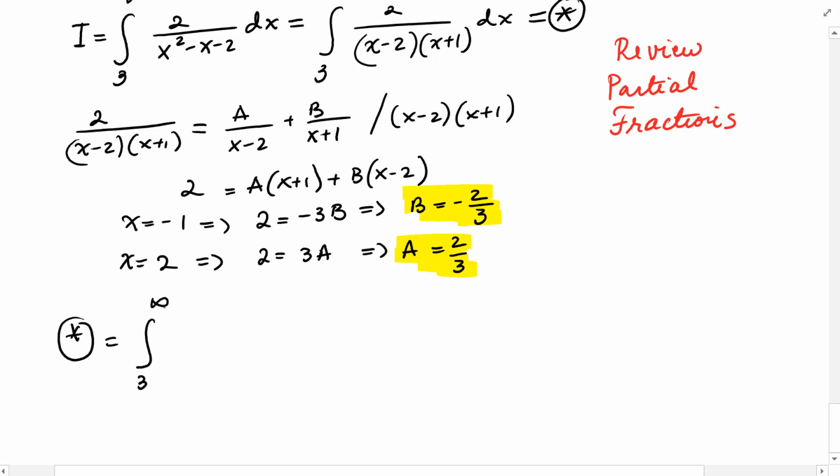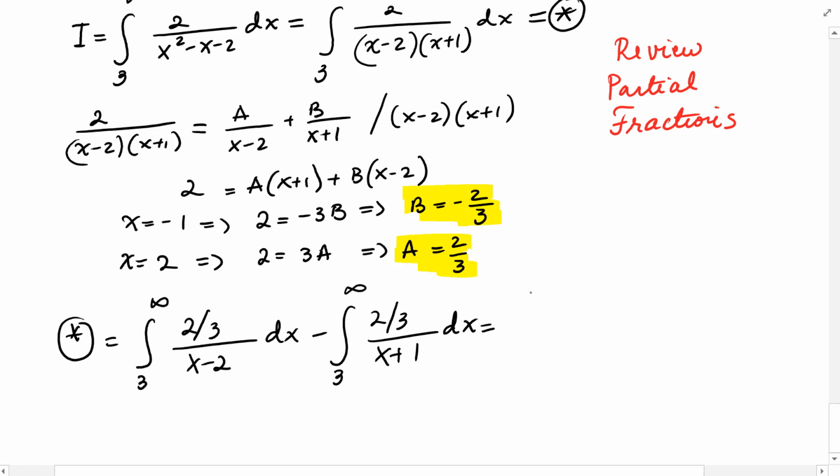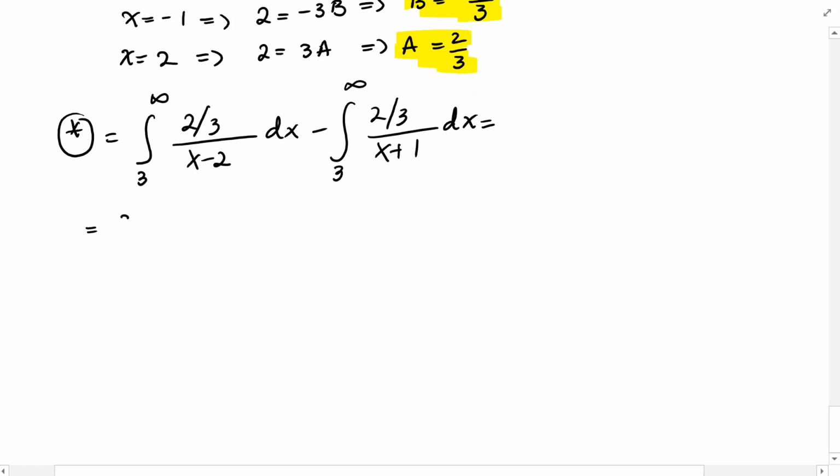The integral from 3 to infinity of 2/3 over x minus 2 dx, and then minus the integral from 3 to infinity of 2/3 over x plus 1 dx. So let's calculate each of these. 2 over 3 comes in front of the integral, and then the limit as n is approaching infinity of the integral from 3 to n. Because it's an improper integral, we are going to use this notation.